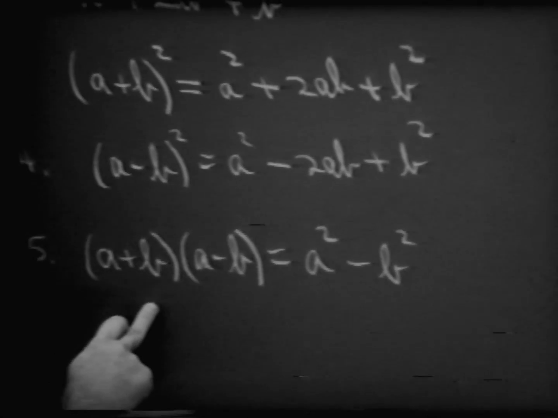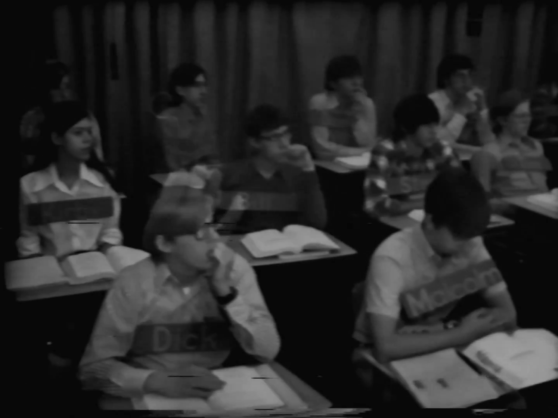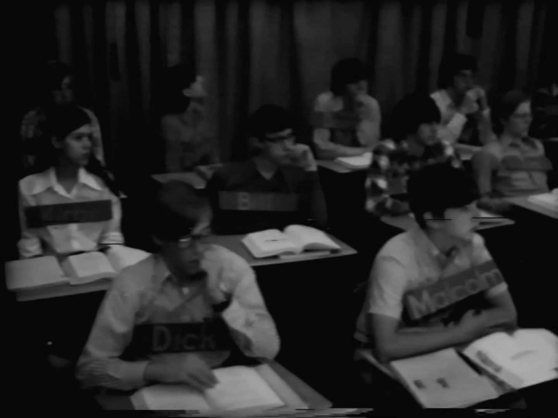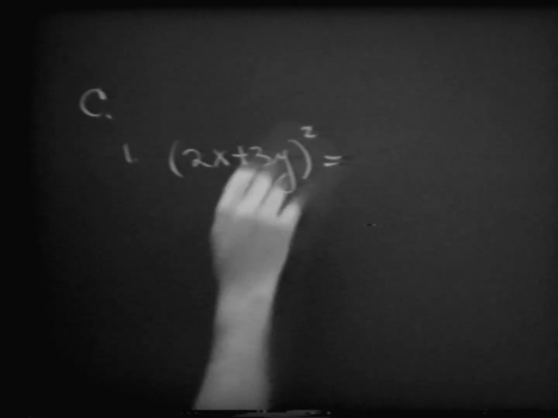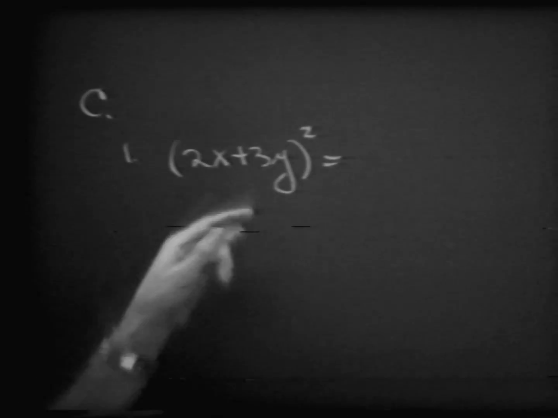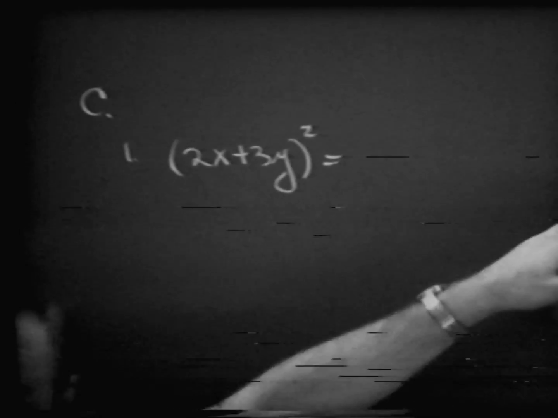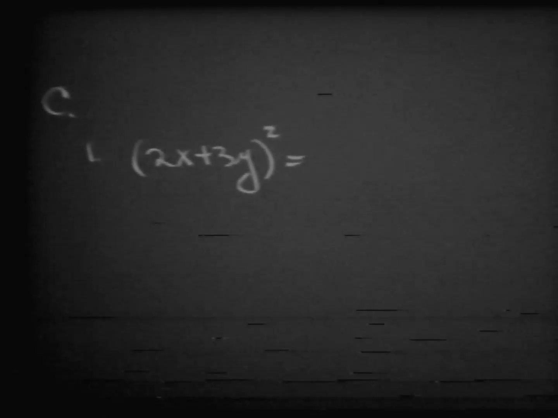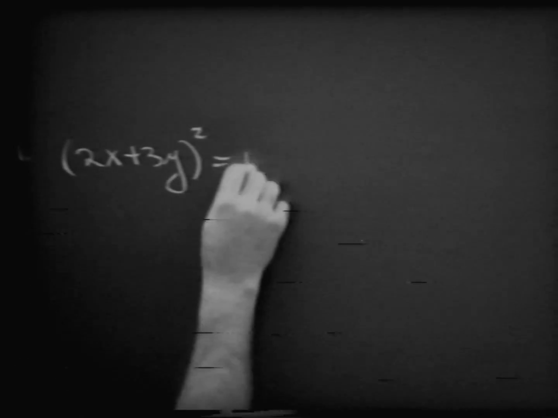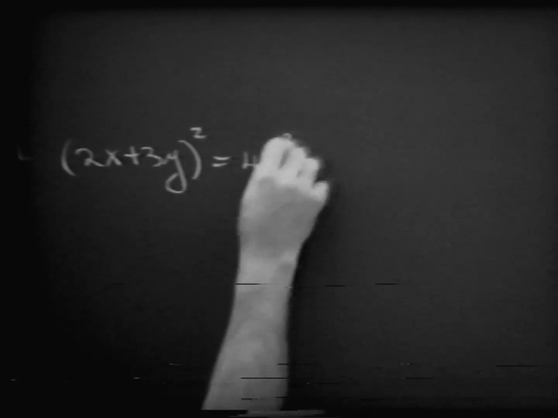Well, let's look at one or two examples of these situations. Suppose, for example, we had 2x plus 3y, the quantity squared. And what I'd like you to do is to just look at this and think of the pattern that we have just developed and be able to write the final result here. And someone who hasn't said anything yet, Peter? 4x squared.